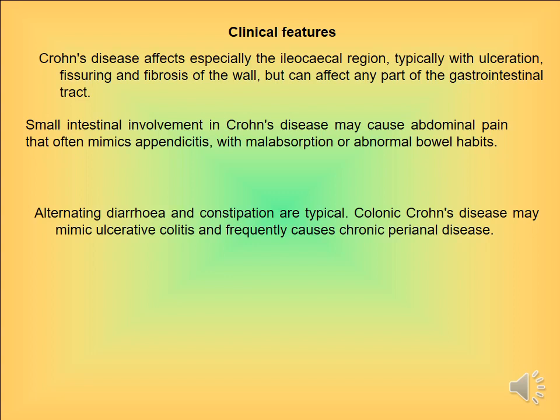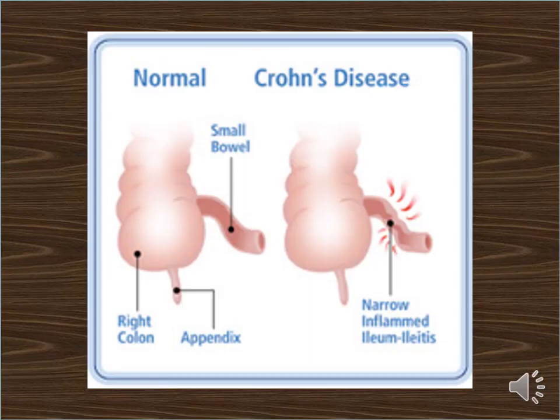There is abdominal pain that is like appendicitis, so Crohn's disease must be differentiated from appendicitis. Ulcerating diarrhea and constipation are typical; it occurs either as diarrhea or constipation. Chronic Crohn's disease may mimic ulcerative colitis and frequently cause chronic perianal disease. What is most important is the area of the ileocecal region in the small bowel or large bowel. Abdominal pain is a very common symptom for patients.